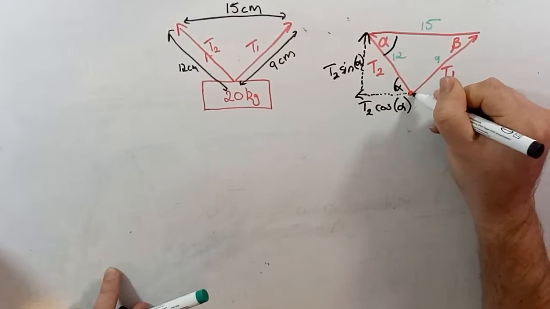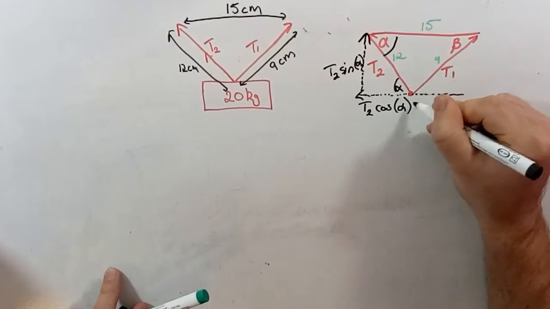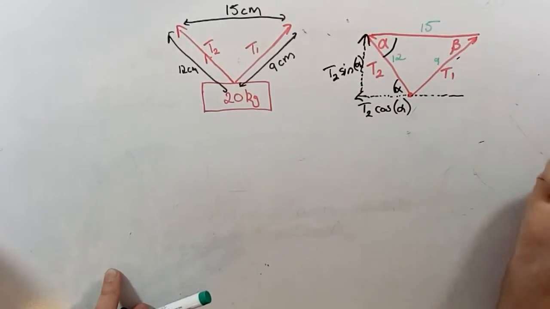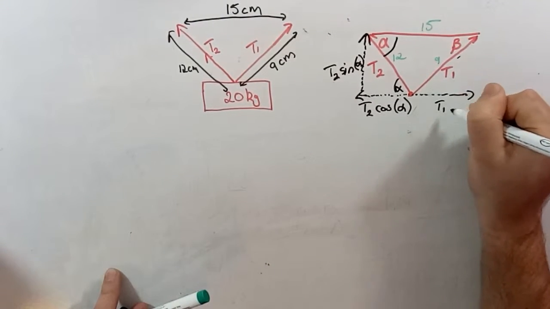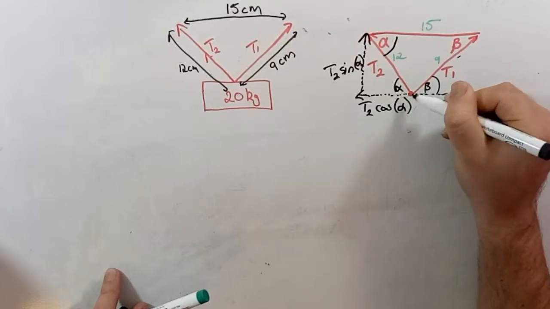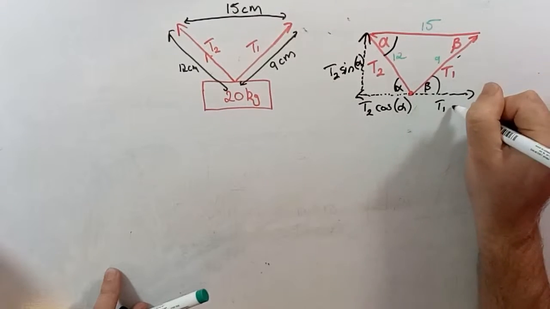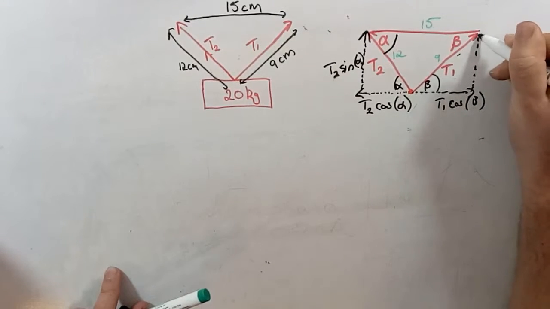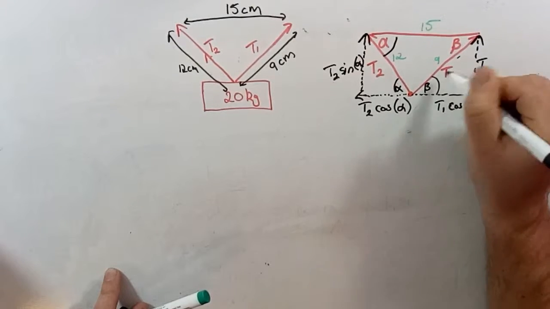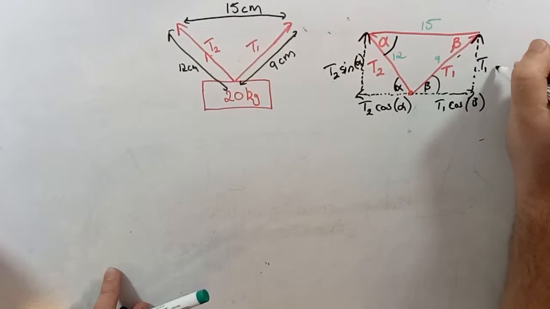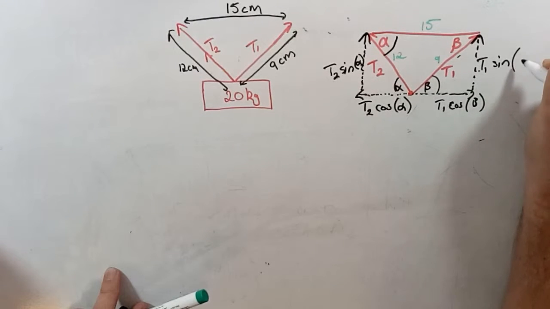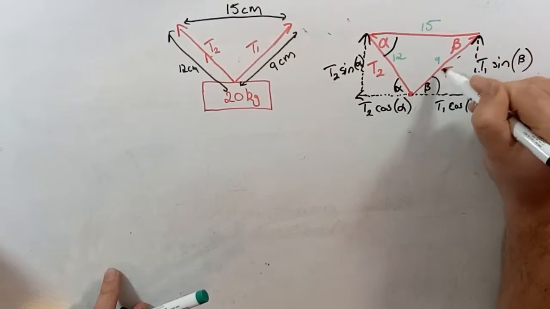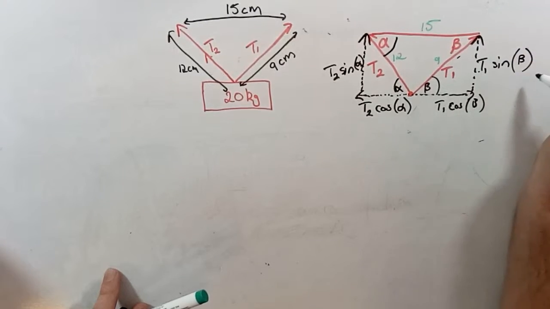Do the same thing over here. This T1 is pulling to the right. Now this angle here is beta, same as this angle there. So T1 cos of beta. And it's pulling up T1, now this is opposite, this is hypotenuse, T1 sine of beta. So T1 is the hypotenuse side, and this is the opposite side.